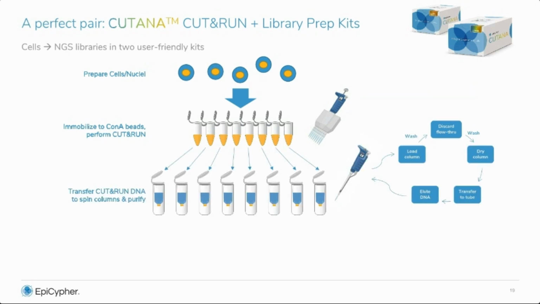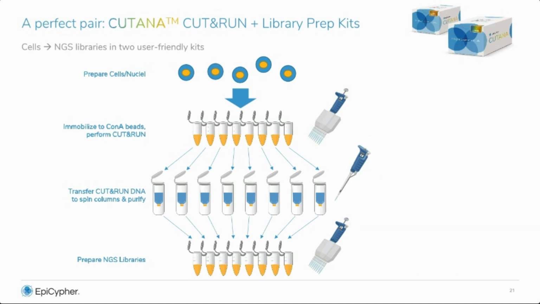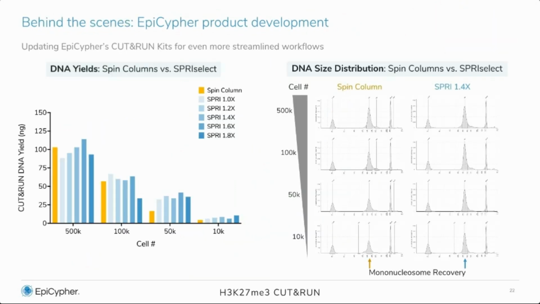However, then you go to your old school single channel pipette, you distribute your CUT&RUN DNA to individual spin columns, and then you have to, one by one, sequentially process your samples through the DNA purification steps. And then for library prep, you're thankfully back to your multi-channel pipettes and parallel processing here to make your final NGS libraries.